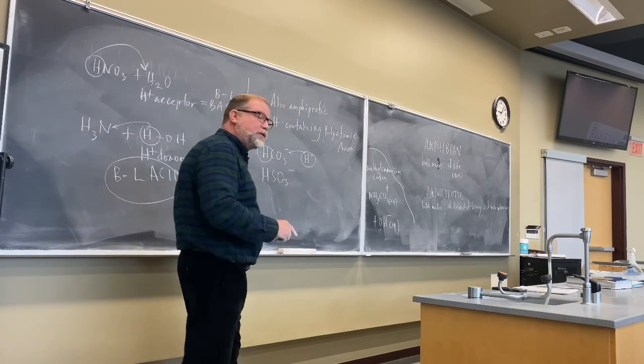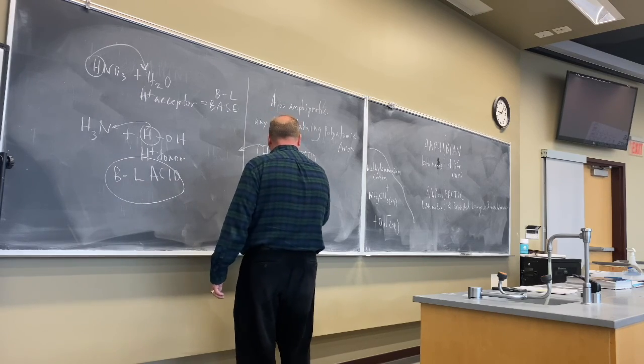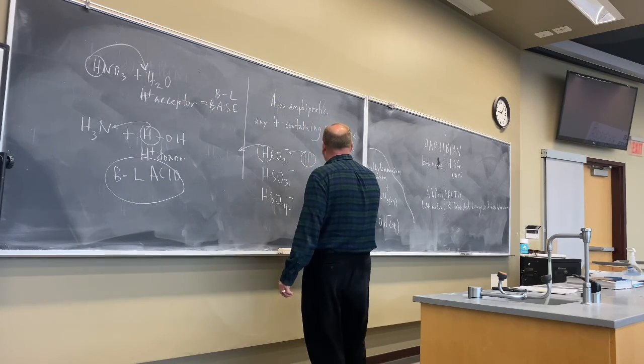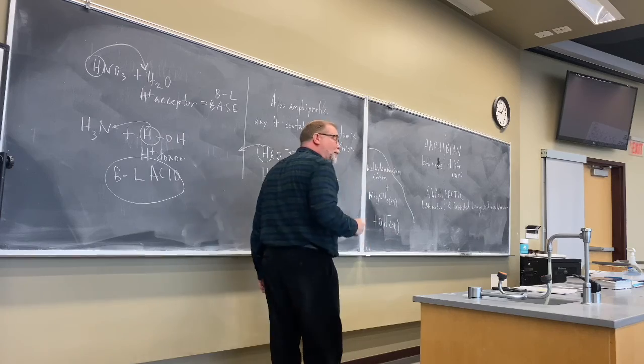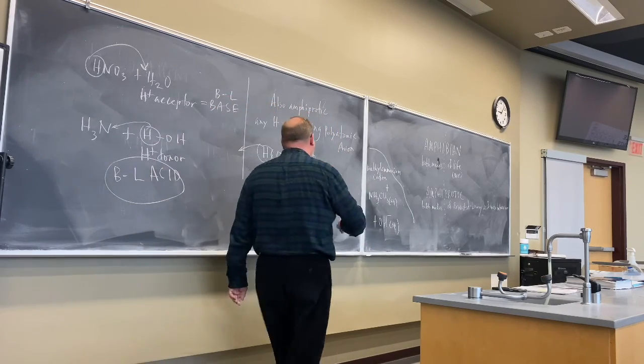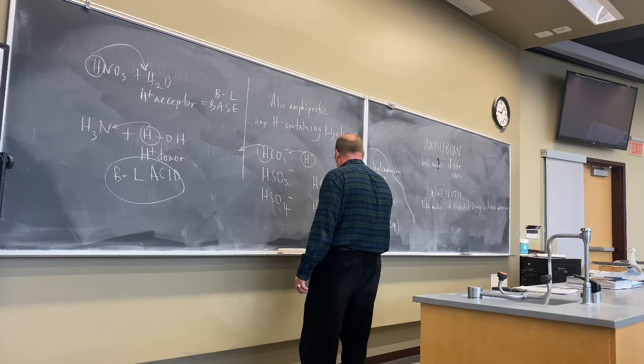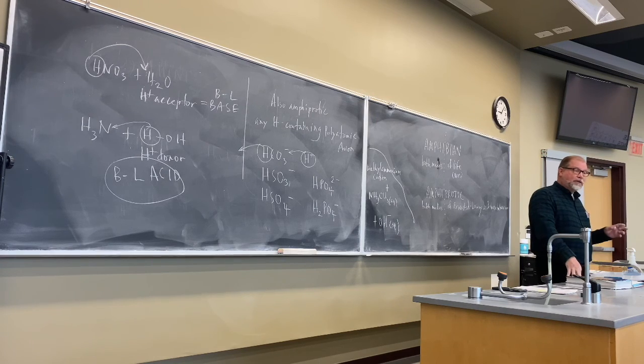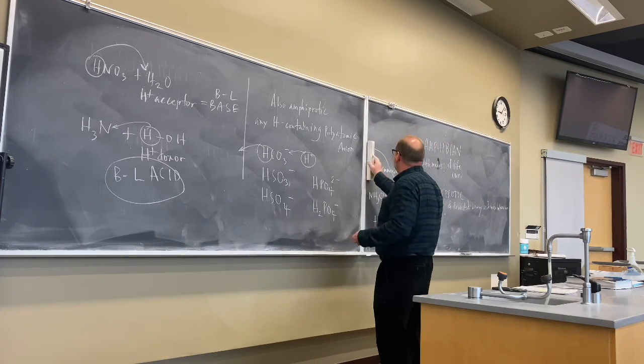The bisulfite ion does this. The bisulfate anion does this. The monohydrogen phosphate anion does this. The list is not exhaustive, but it covers pretty much all the polyatomic anions that you've encountered so far that have hydrogen on. And in every single case, a hydrogen can either be donated or another hydrogen can be accepted. And so this is also amphiprotic behavior.